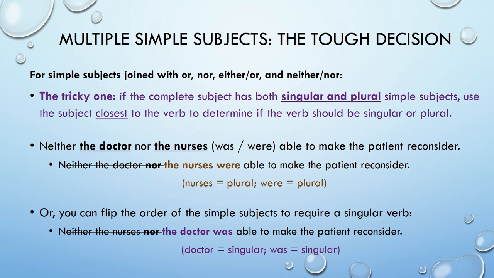You can also, of course, flip it around. So an example where the verb would be singular here, neither the nurses nor the doctor was able to make the patient reconsider. The doctor is singular, that's closest to the verb now. So the verb needs to be singular. Again, try lopping off the first part of the sentence and just look at the one simple subject. The doctor was able to make the patient reconsider. Doctor is singular, the word was as a verb needs to be singular.